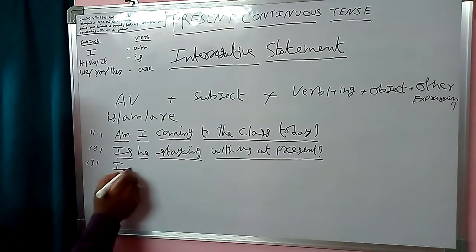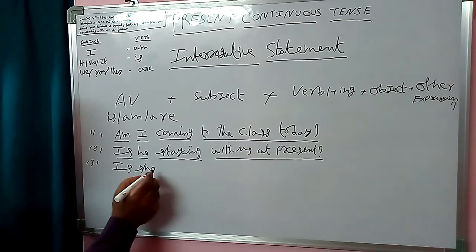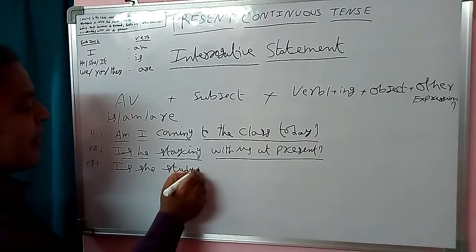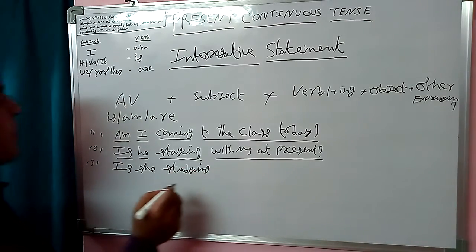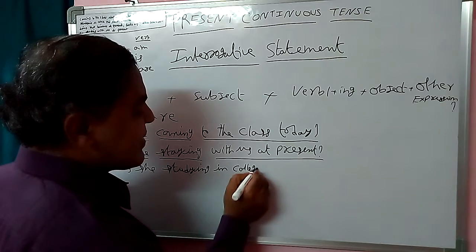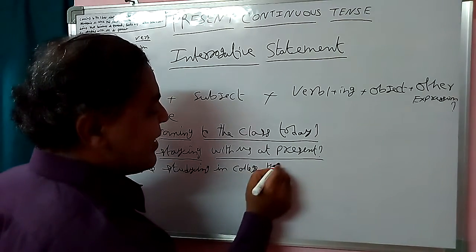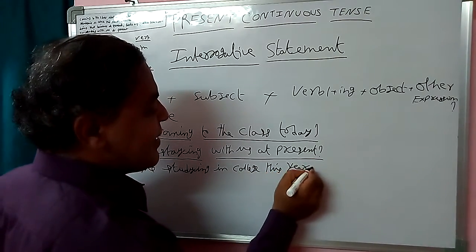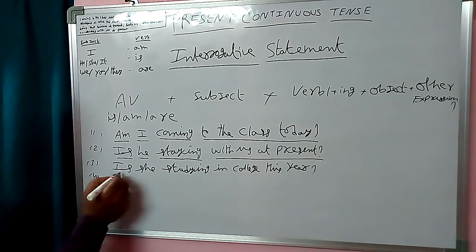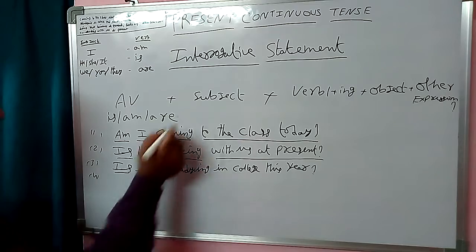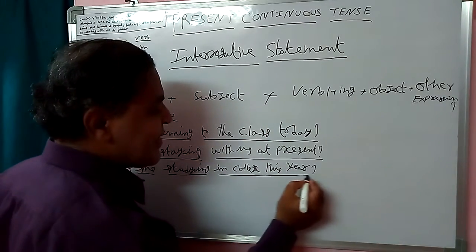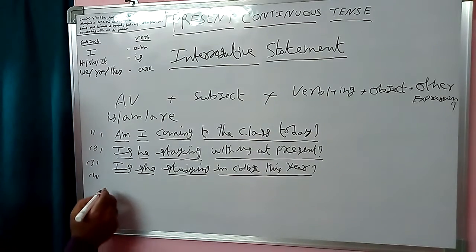Next example: Is she studying? Is she studying in college this year? Is, auxiliary verb. She, subject. Studying, verb 1 plus ing. In college this year, object and other expression.